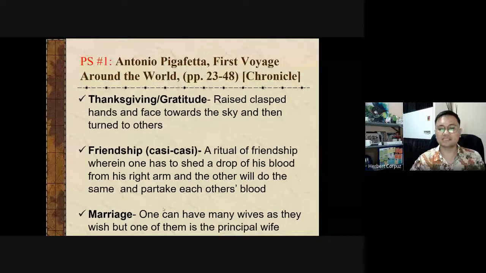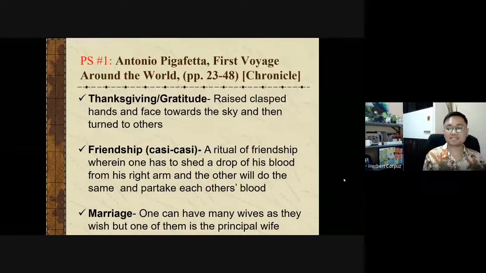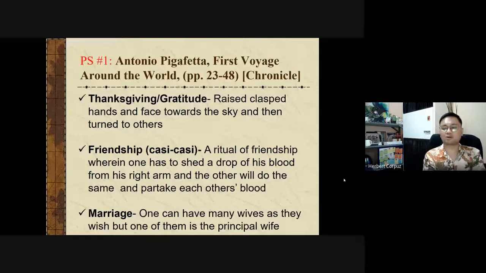Then another is, for marriage, one can have as many wives as they wish, but one of them is the principal wife. So mga panahon na yun, pwede pala mag-asawa ng marami. Okay? Polygamous ang mga Pilipino ng mga panahon na yun. Lalo na ang mga lalaki, na pwedeng magkaroon ng maraming asawa. Pero sa babae, dapat isa lang ang asawa nila. Pero sa mga lalaki, pwede mag-asawa ng marami. Pero merong isa na tinatawag na principal wife.